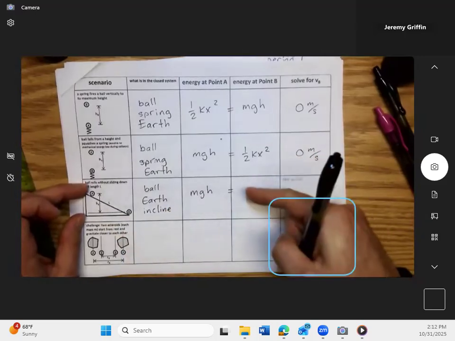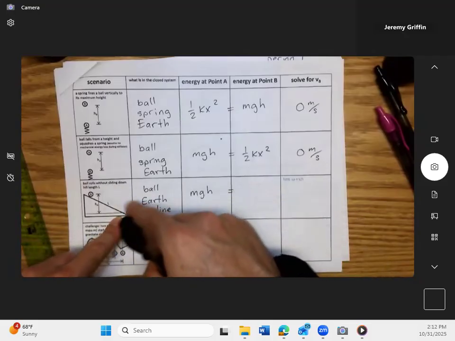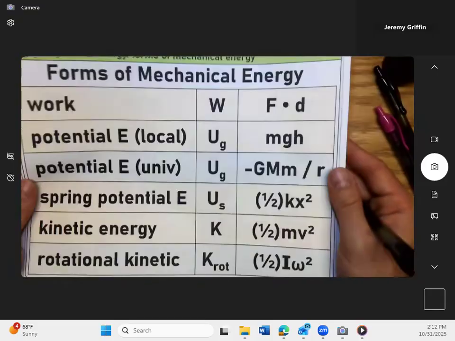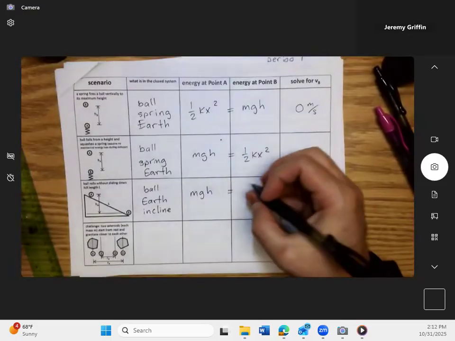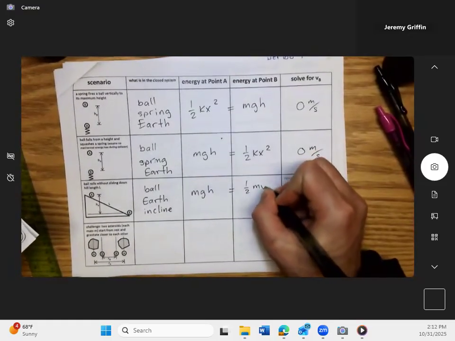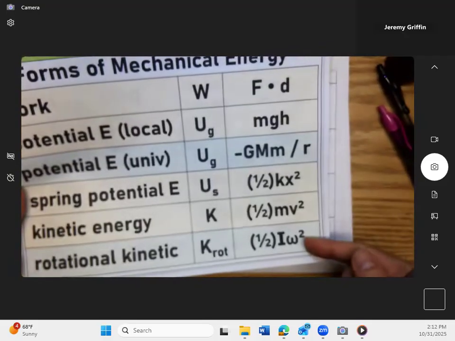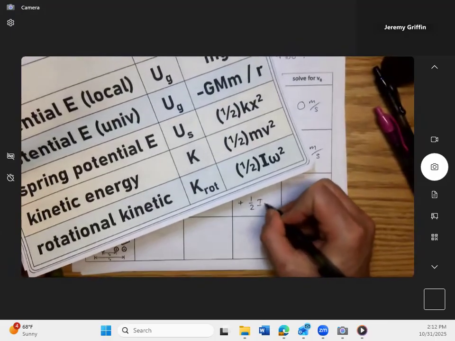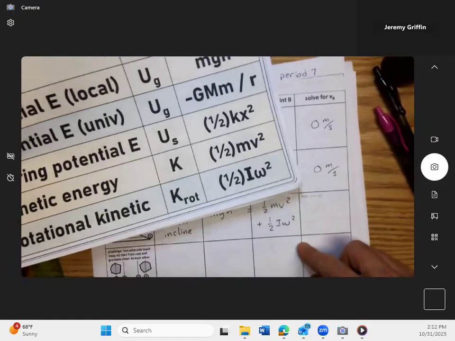And then, okay, equals. By the time it gets to point B, well, okay, it's lost all its height, but do you think it's moving really fast and it's also rolling? So moving really fast could be which term? 1/2 mv squared. Translational kinetic energy, sometimes it's called 1/2 mv squared. And then plus this rolling bit right here, 1/2 I omega squared. So also 1/2 I omega squared.